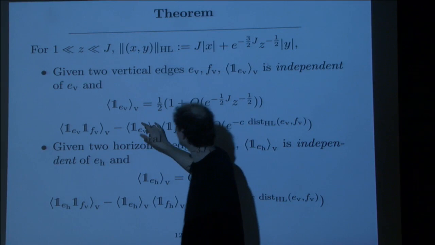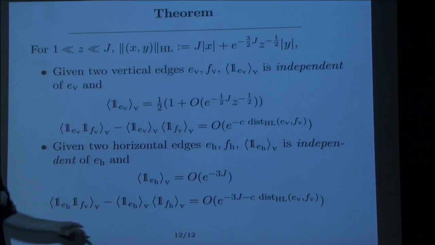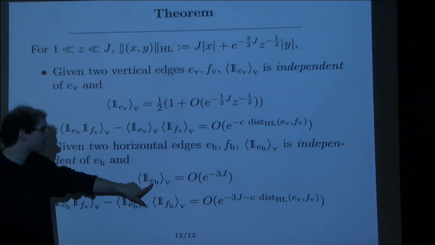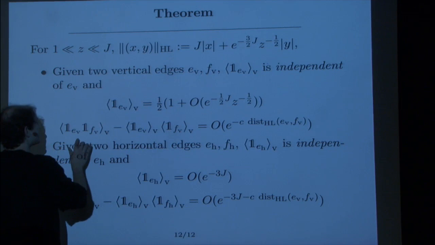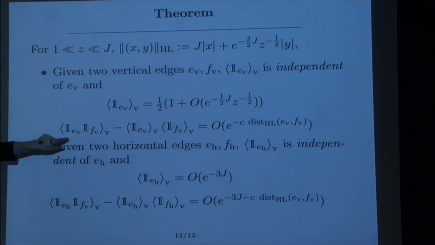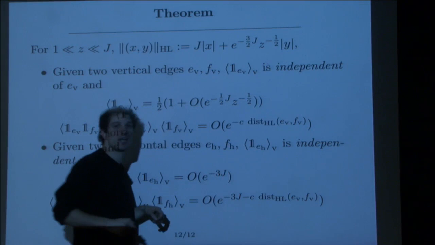So this says that if I put vertical boundary conditions and look at the probability of finding a vertical dimer, I'm close to 1/2. If I put vertical boundary conditions and look at the probability of finding a horizontal dimer, I find something that's very small. I have lack of positional order because if I look at truncated correlation functions, these are two vertical edges. If I look at the truncated correlation between finding a dimer here and finding a dimer there, I find exponential decay in the distance between the edges. So that's lack of positional order.